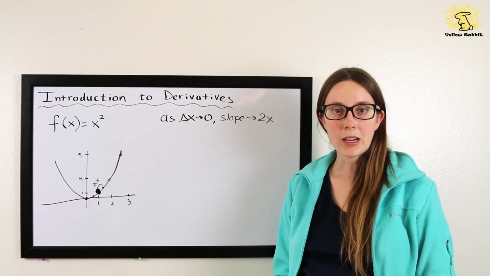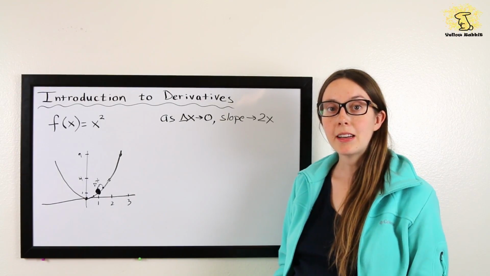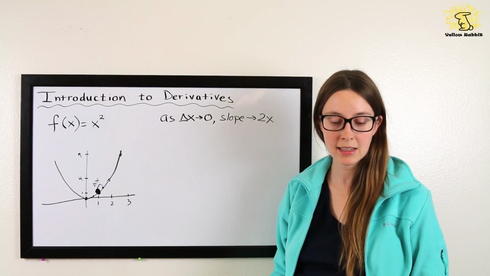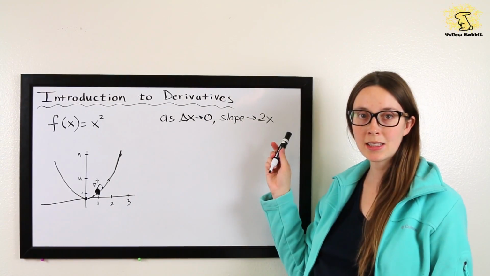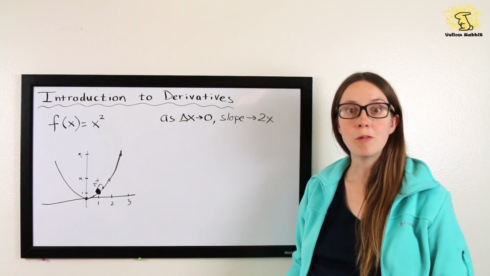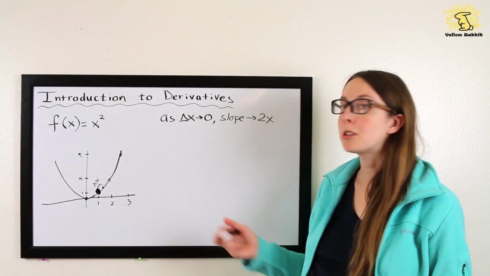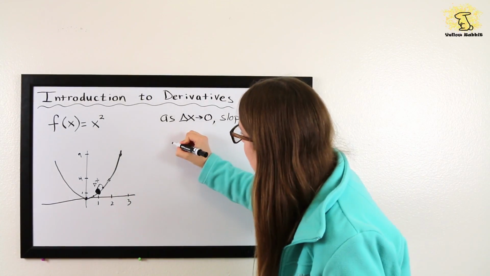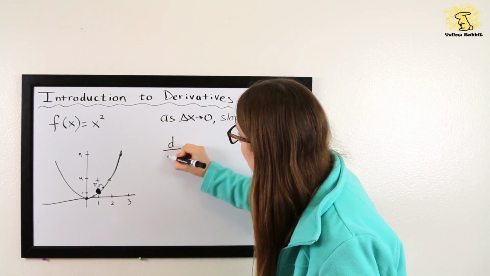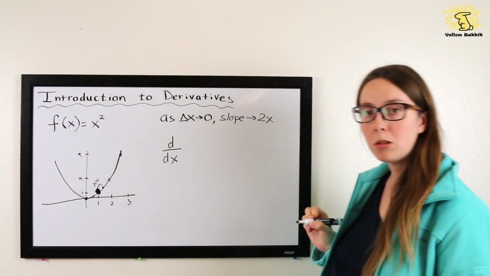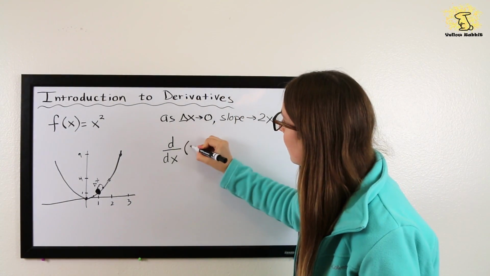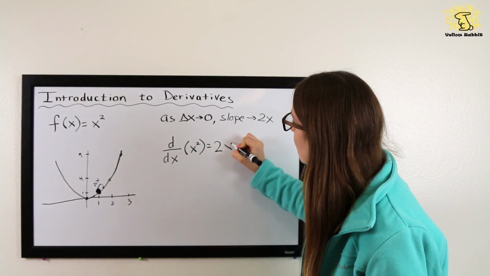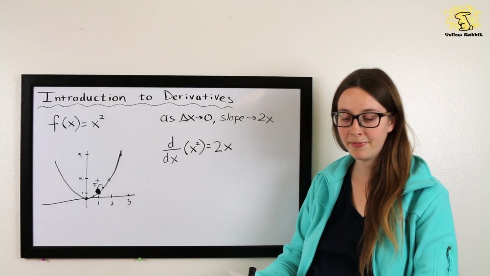So what have we shown by doing this? We've shown that an infinitesimal change in the function x squared with respect to x is equal to 2x. This is the derivative, so we've solved for the derivative using this graphical method. We can write this as derivative with respect to x of the function x squared is equal to 2x.